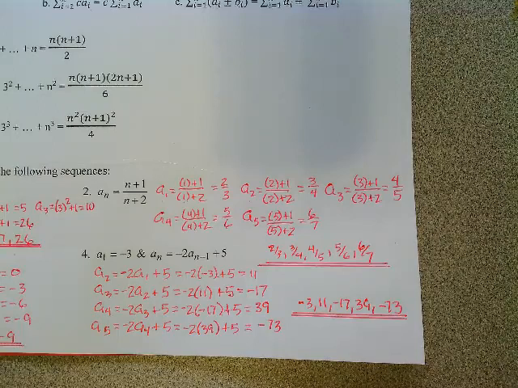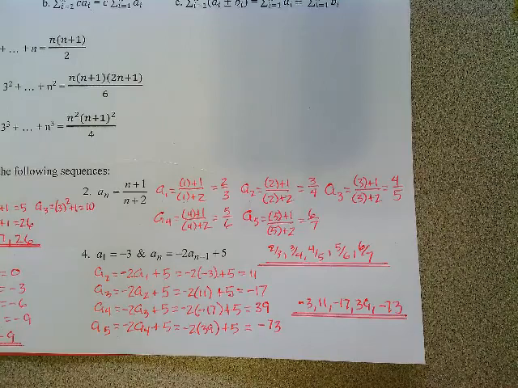So note that all the numbers in a sequence do not have to be positive or negative. They don't have to all be the same sign. It is possible to have them alternate.